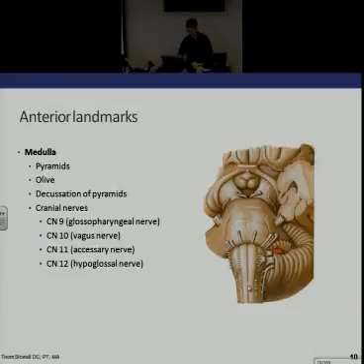And some of the other landmarks, I'm not going to take the time to discuss too much, other than, again, to point out the crossing or decussation of those motor tracts that are making their way down to the spinal cord.